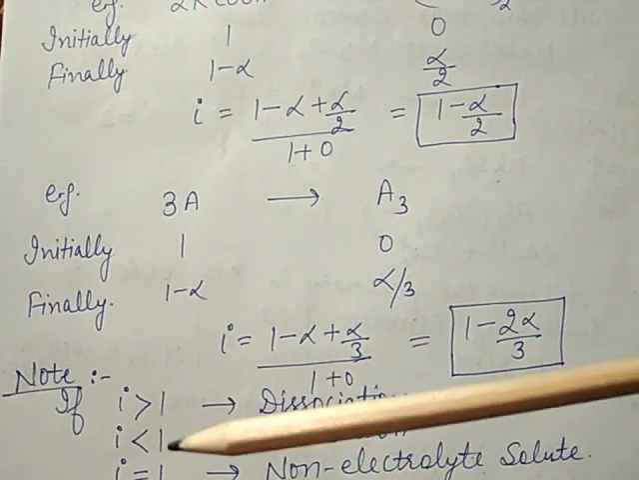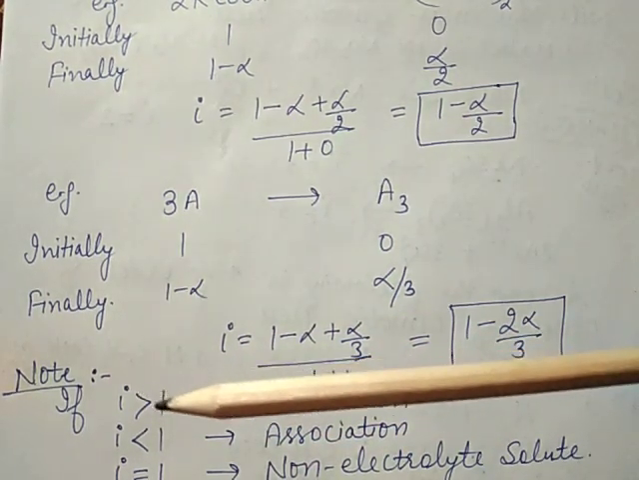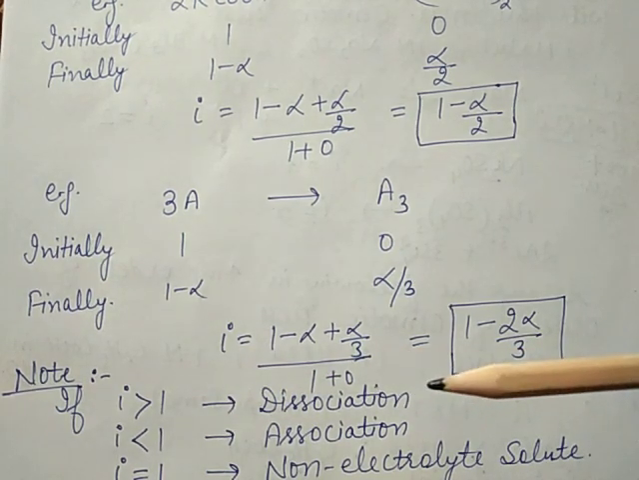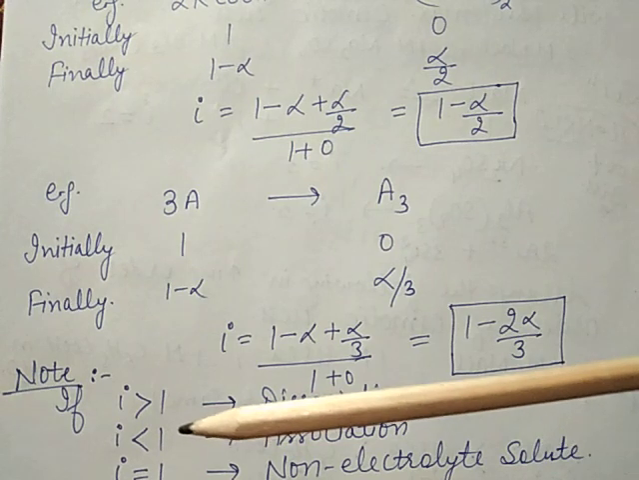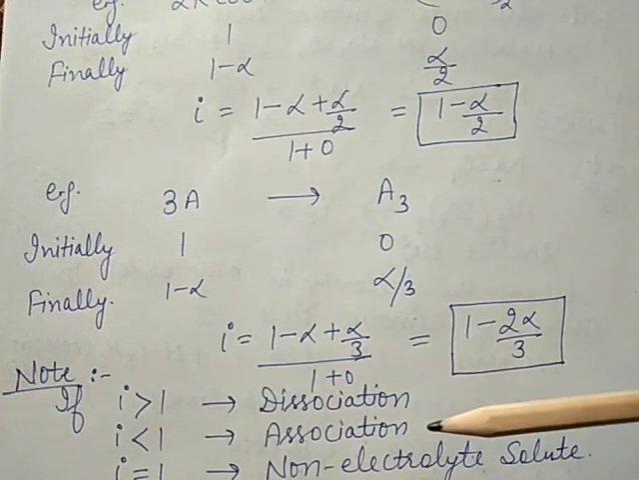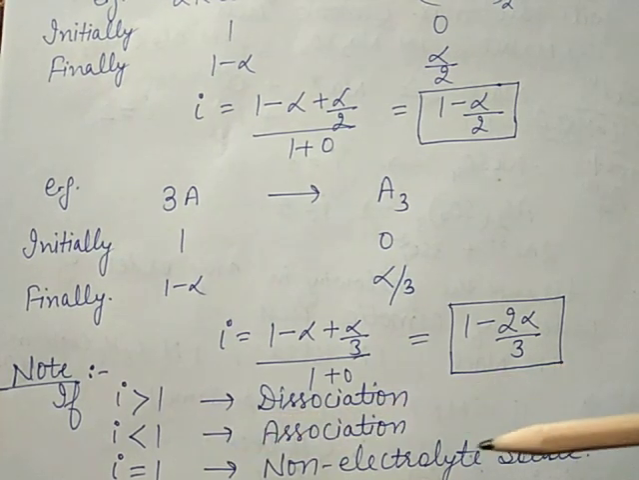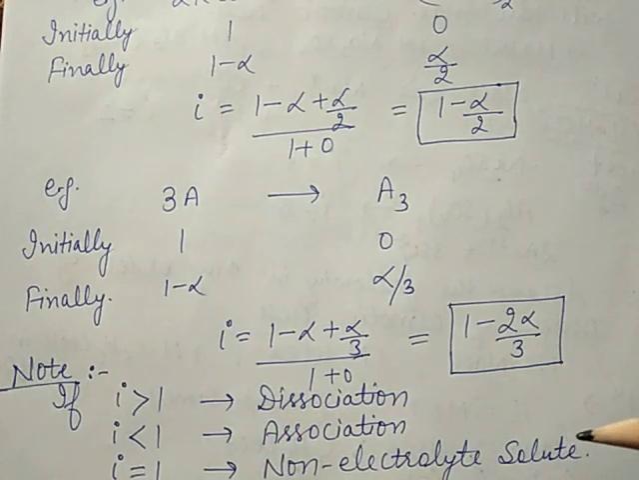It means you can see that if iota is greater than 1, then dissociation takes place. If iota is less than 1, association takes place. If iota is equal to 1, then it is a non-electrolyte solute, or you can say that in this case, neither association nor dissociation takes place. These are shown by non-electrolyte solutes.